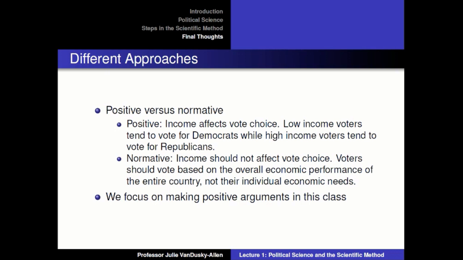A normative argument could be income should not affect vote choice. Voters should vote based on the overall economic performance of the entire country, not their individual economic needs. These statements describe how the world should work.